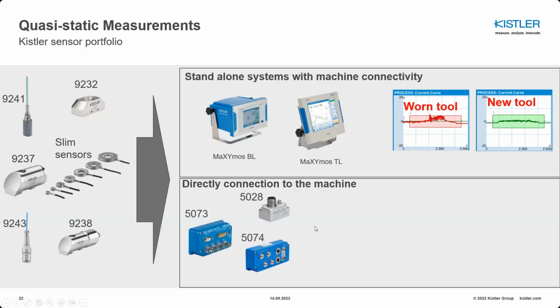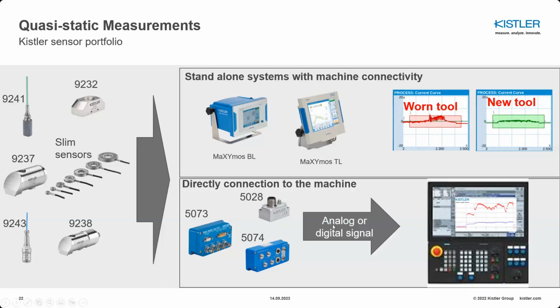Then we have our cooperative partners, but also our business partners like Migante. As I said, we have industrial amplifiers with certain filter settings and so on that we utilize, either analog or digital or with IO-Link, that we are connecting directly to the machine, to the PLC or to the NC. And then tool breakage detection, especially for Siemens control systems, we are now starting to offer more and more.